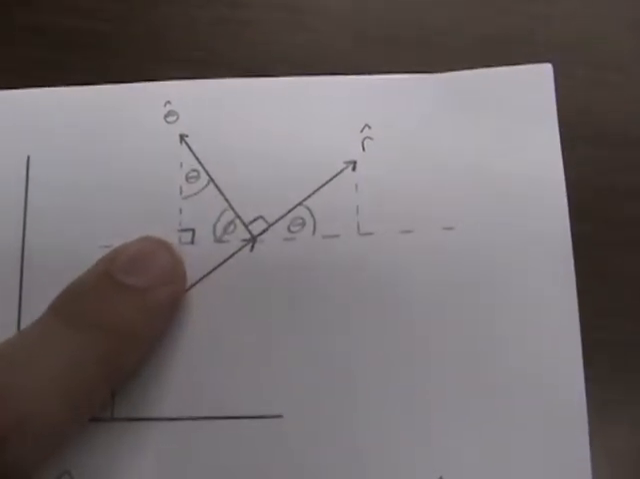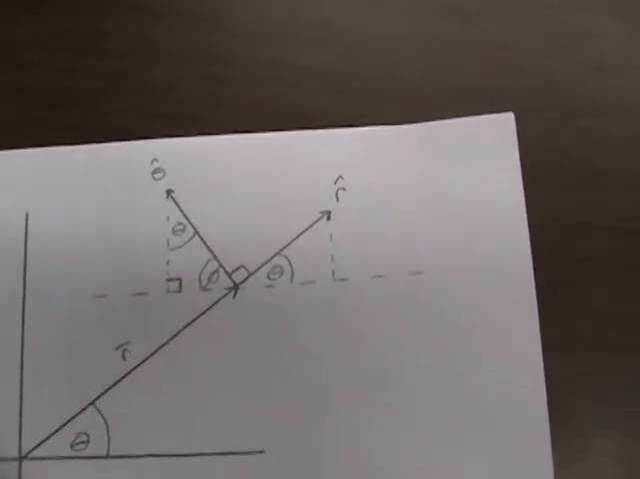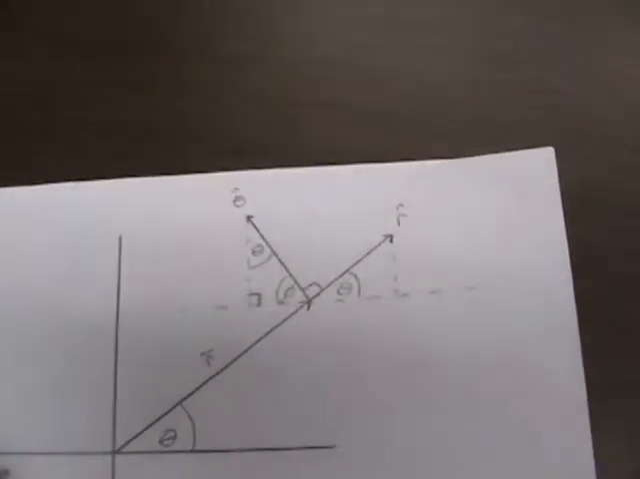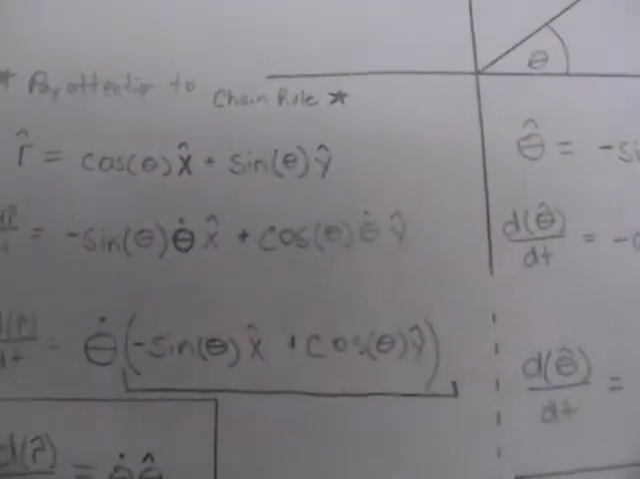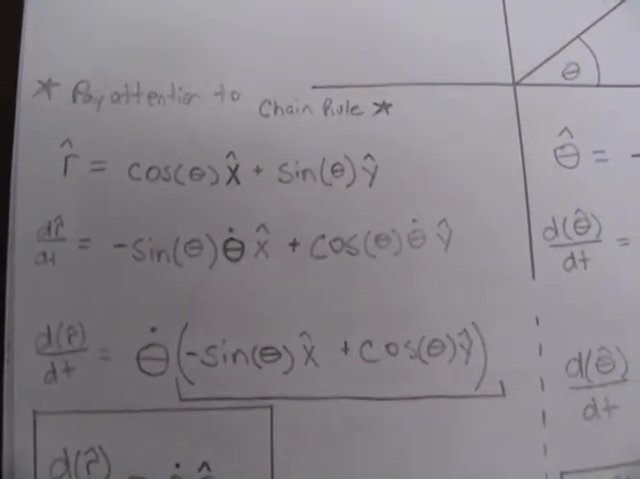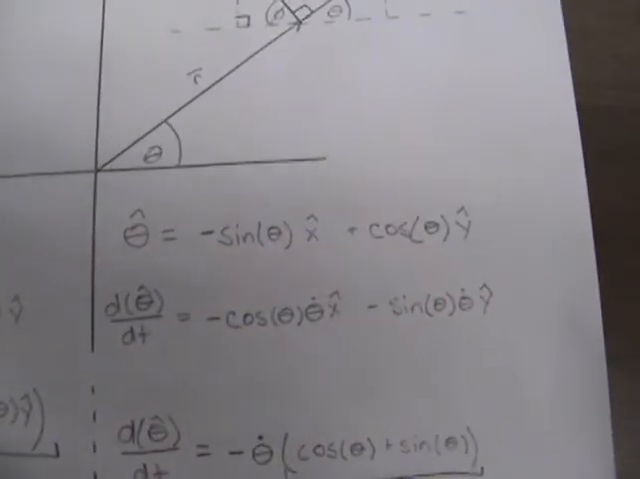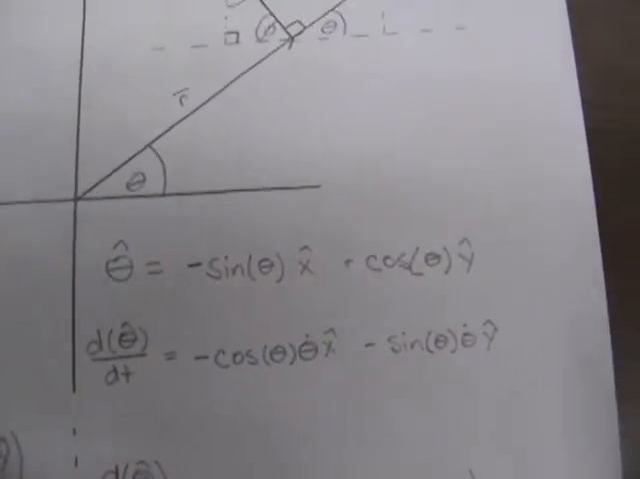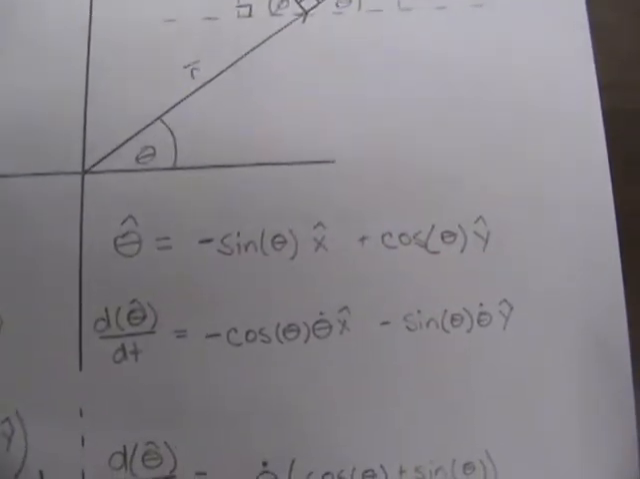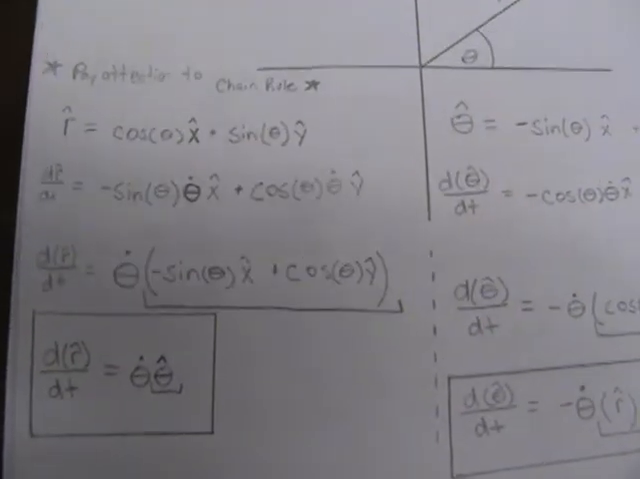And then positive cosine y hat to get the y direction. And from there, we can just simply take derivatives, nothing too complicated. And I'm trying to keep this quick, so I'll make a more in-depth video, but this is trying to keep it quick. So y'all just pause it and go through that, okay?